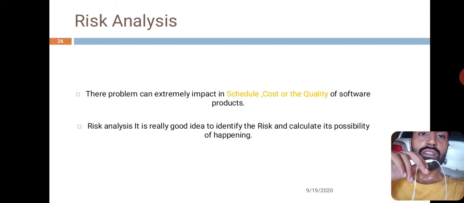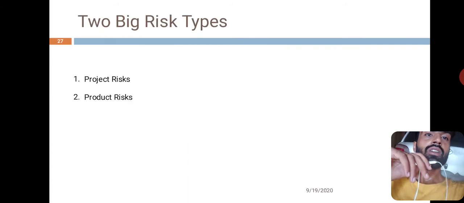Risk analysis. These problems can extremely impact the schedule, cost, or the quality of the software product. Risk analysis is a really good idea to identify the risk and calculate its possibility of happening. Two big risk types: project risk and product risk.